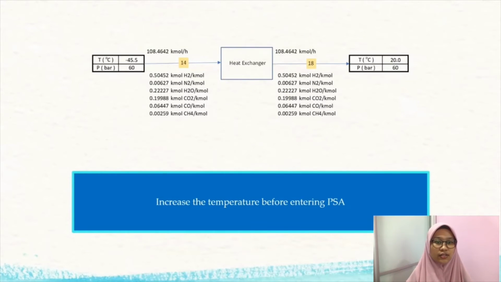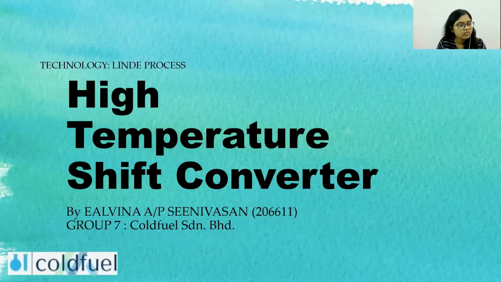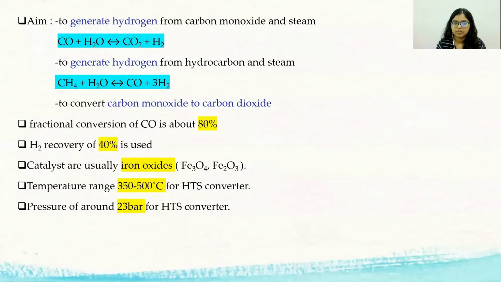This heat exchanger will later increase the temperature from negative 45.5 degrees Celsius to 20 degrees Celsius before entering the pressure swing absorption. High temperature shift converter under the Linde process. The purpose of using the high temperature shift converter is to generate more hydrogen from carbon monoxide and hydrocarbon reacting with steam. It is also to convert carbon monoxide to carbon dioxide, since carbon monoxide and carbon dioxide are both poisonous gas. It is easier for us to remove carbon dioxide later on in the absorber.